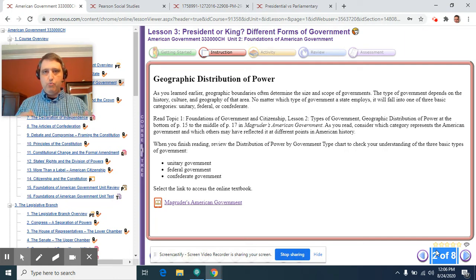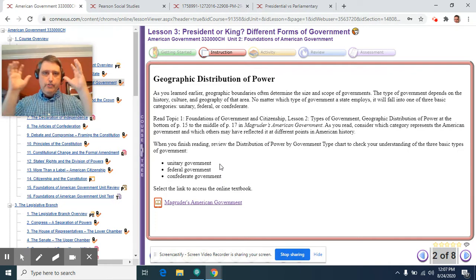A federal system is one where power is shared between a central government and local governments. So in the United States, we have that. You see it here, federal government. Okay. Another way of setting up governments is something called a unitary government. In a unitary government, all you have is the central government. And that's actually a much more common way to set up a government. Most countries in the world are unitary.